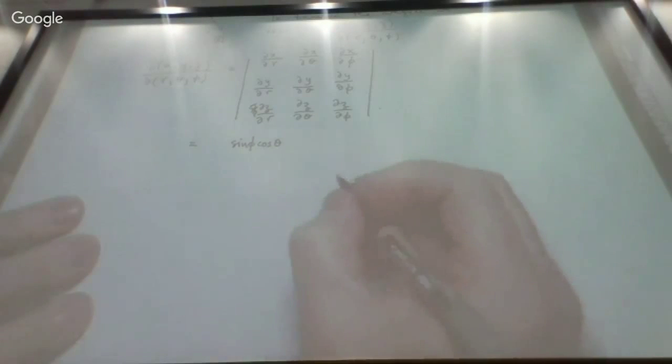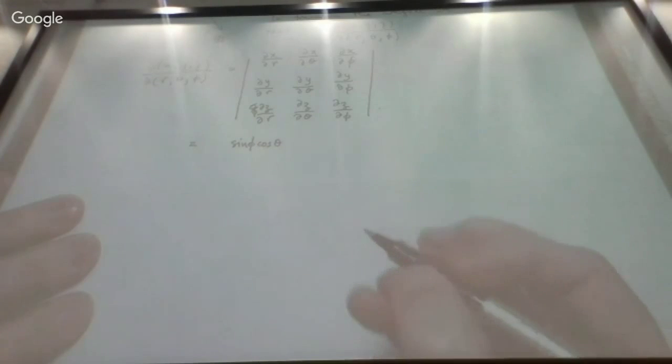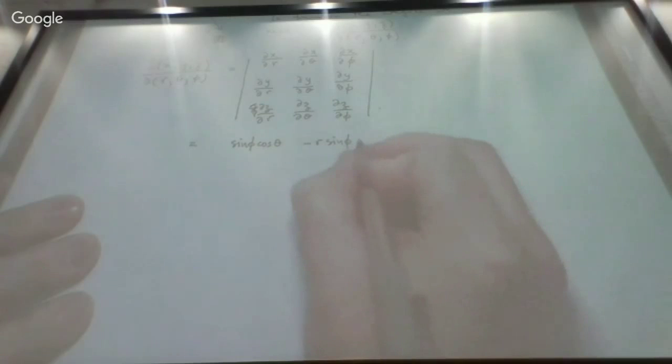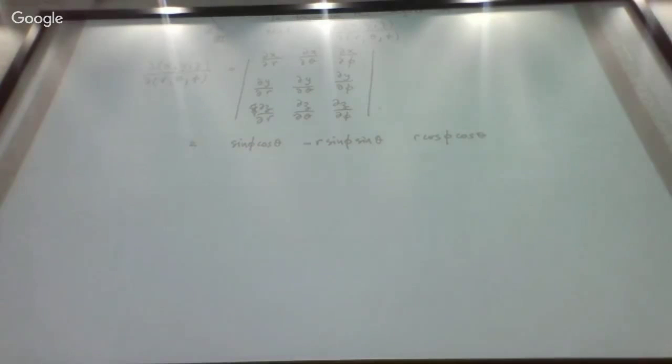dx/dθ: differentiating x with respect to theta, you differentiate the cosine theta part and get a minus sine theta. So it's going to give you minus r sine phi sine theta. And dx/dφ: there you're differentiating the sine phi part, which will differentiate to cosine. Okay, so that's the top row of the Jacobian.